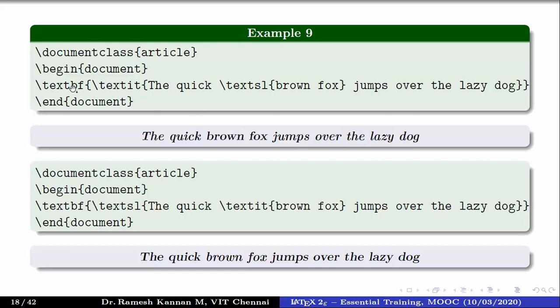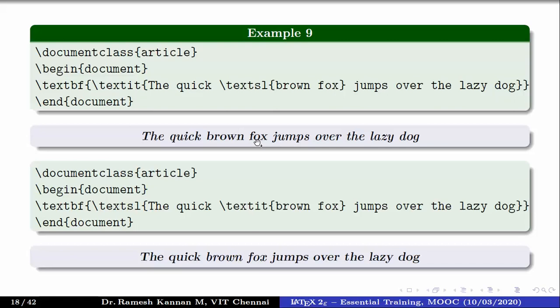And this is just the play of all the font styles which we have seen. For example, \textbf with open and close brackets, so the entire content will be in bold font. Then we wanted that in italics, so \textit with open and close brackets, so the entire text will be in italics. But in addition to that, I've just made it \textsl for brown fox. Only the brown fox will be slanted. If you could see here, the entire text is bold and the entire text is italics, but the brown fox remains in the style of the slanted text.